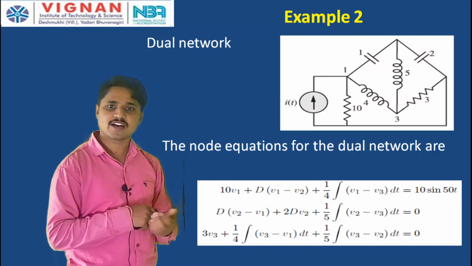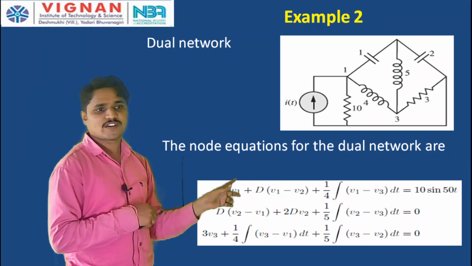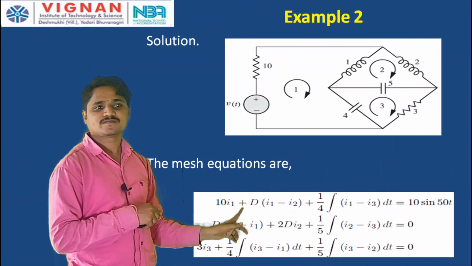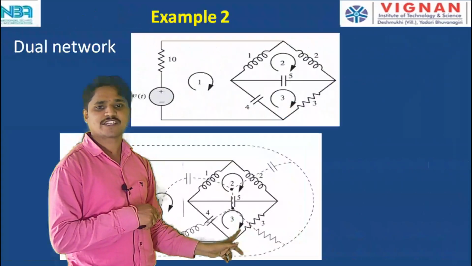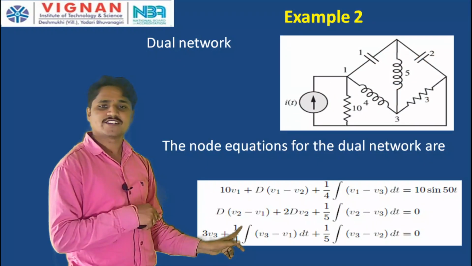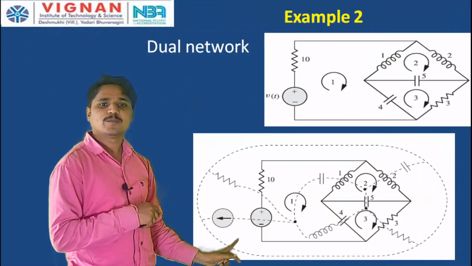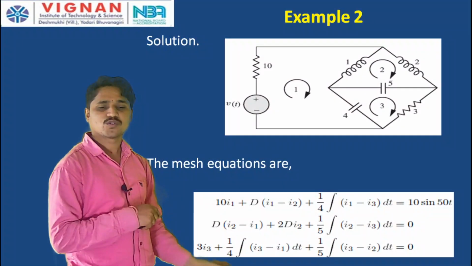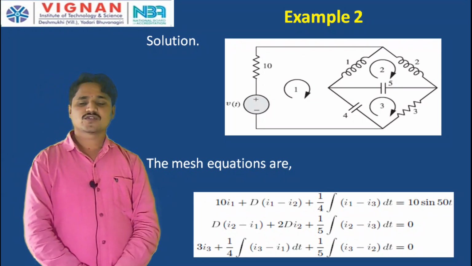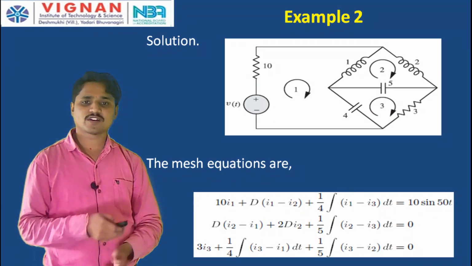Now apply Kirchhoff's current law for node 2 and node 3, and you will get these equations. This first equation is the dual of the first mesh equation. The second mesh equation is dual to the second node equation, that is, the KCL equation for node 2. The node 3 equation is dual to the mesh 3 equation. So these 3 sets of equations form duals of each other. This is how to draw the dual network for the given network.